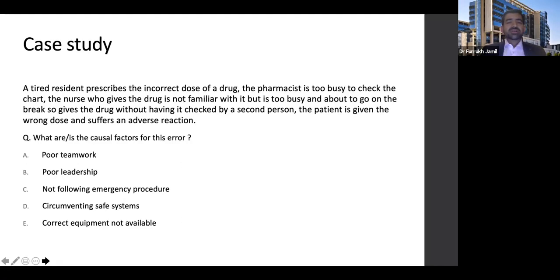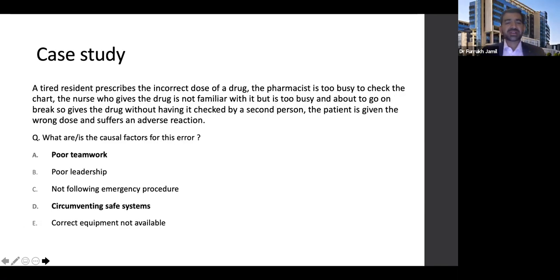So let's look at these options. What caused this event? Could this be due to teamwork? Could this be due to poor leadership? Could this be not following emergency procedure? Could this be circumventing a safe system? Could it be that correct equipment was not available? I'm sure most of you will pick the same answer. Sarah told me, unfortunately, she blocked the chat because of some previous bad experience. But if you could type the answer, I'm sure most of you would pick that the problem in this scenario is very clearly human factors. It's not knowledge, it's just human factors: poor teamwork, circumventing the safe system, leading to this error.